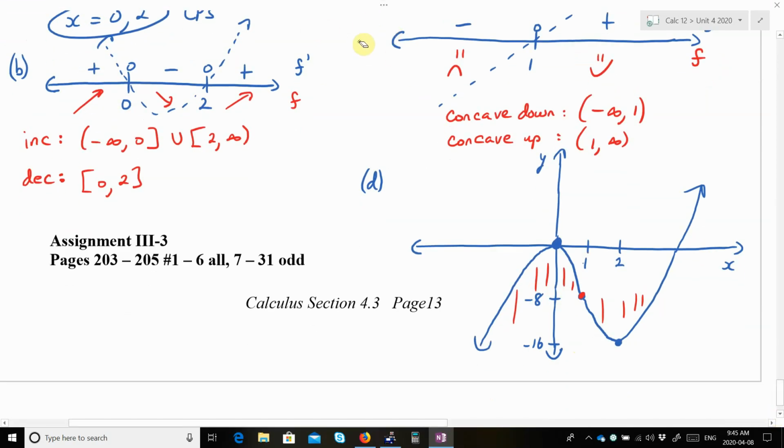Okay, so that is the end of our 4.3 notes. I changed the assignment a little bit. Let's get rid of these numbers. Changed it to 1 to 6, 7 to 11 odd, 13, 19, 21, 25, 29.